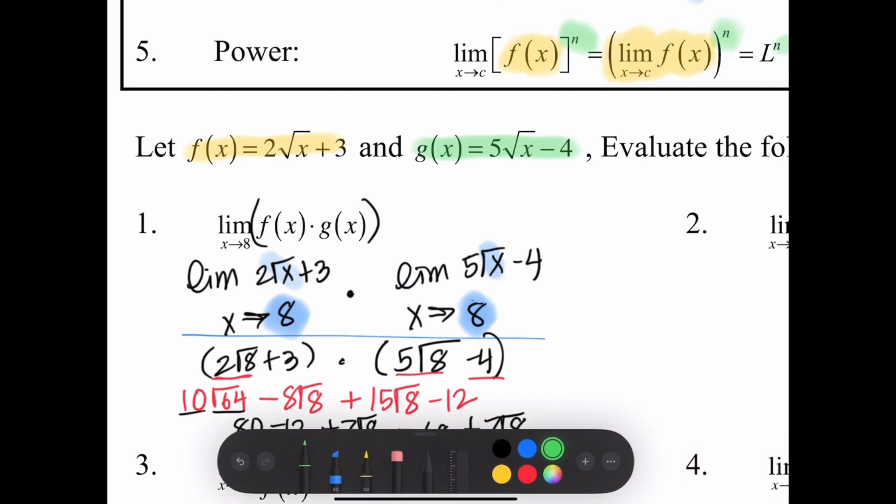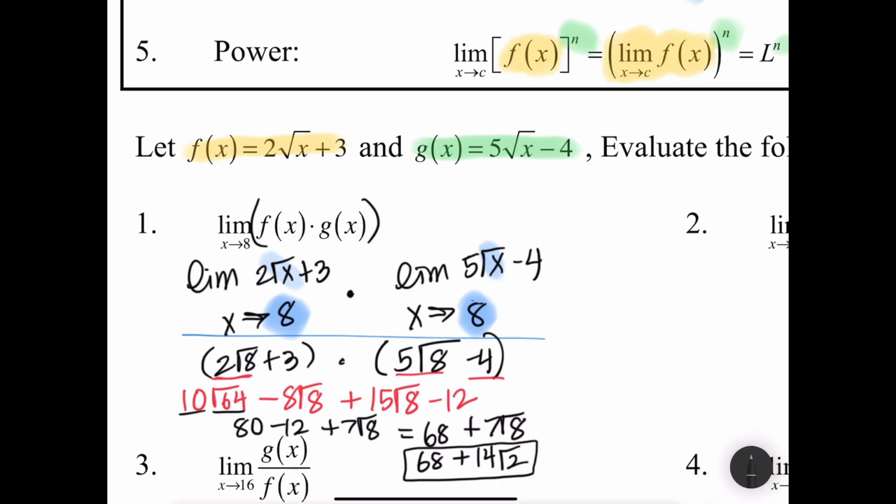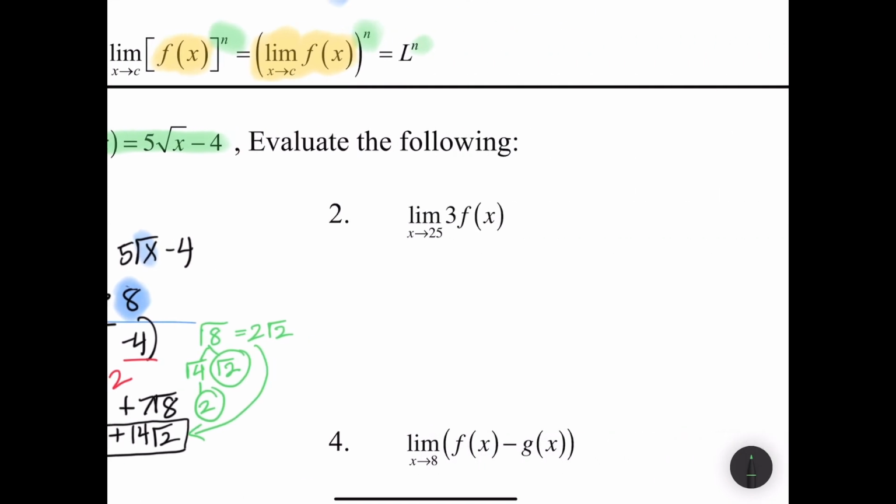And again, as a super quick review, my radical 8, I simplified because this is the same thing as radical 4 times radical 2. And my radical 4 is just 2. So I get 2 radical 2 times the 7 is what gave me my 14 radical 2. Okay, moving on to number 2.